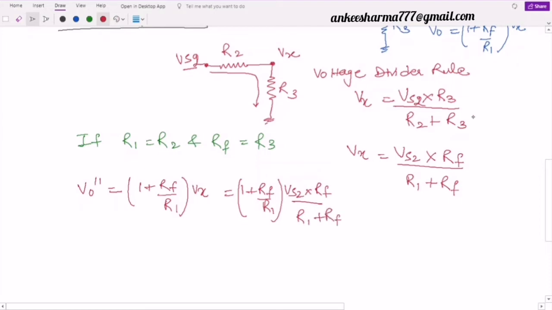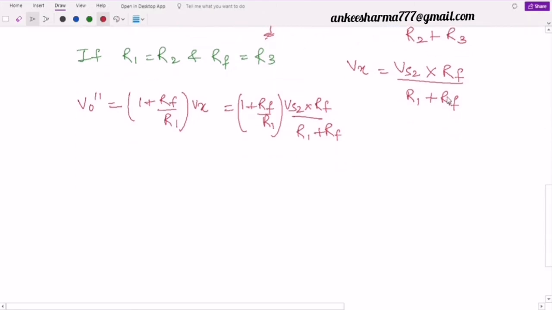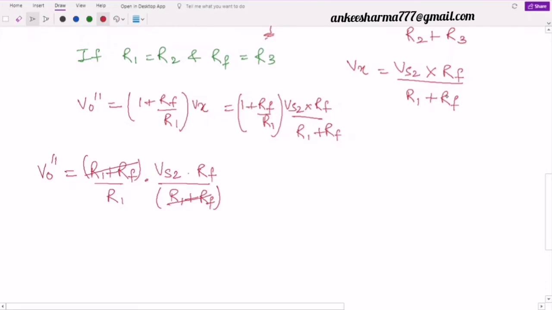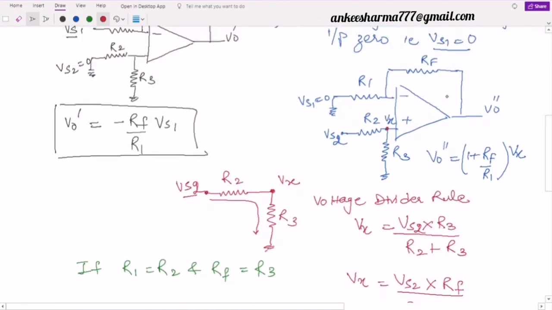Now look here, this is 1 plus Rf by R1. Can I take the LCM over here? So I will get V0 double dash equal to R1 plus Rf upon R1 into Vs2 into Rf upon R1 plus Rf. So if I see here, these two will be cancelled out and I will be left with Rf by R1 into Vs2. So this is my second output voltage. What was my first output voltage? It was this one, V0 dash is equal to minus Rf by R1.